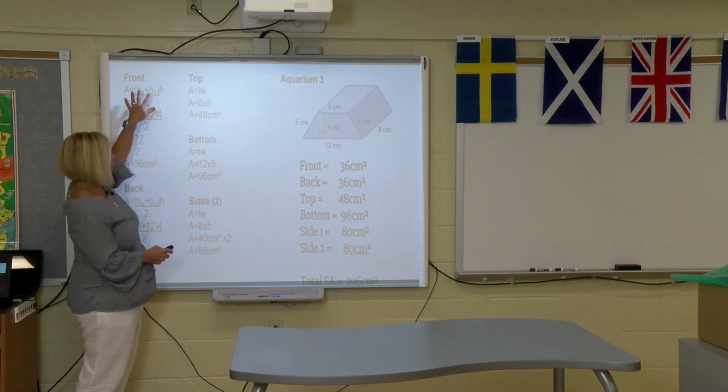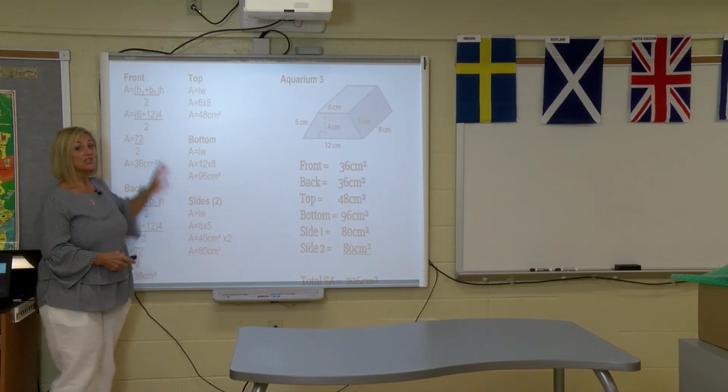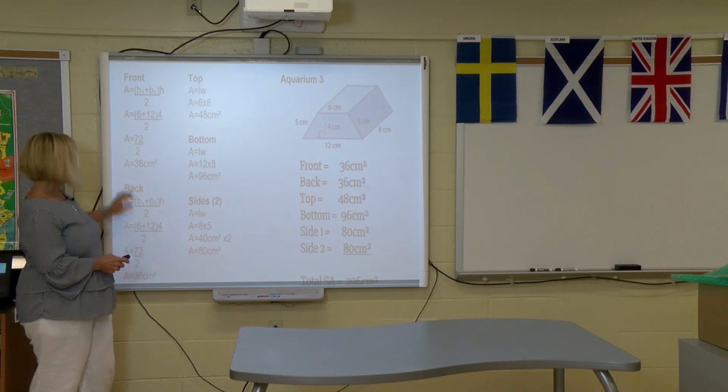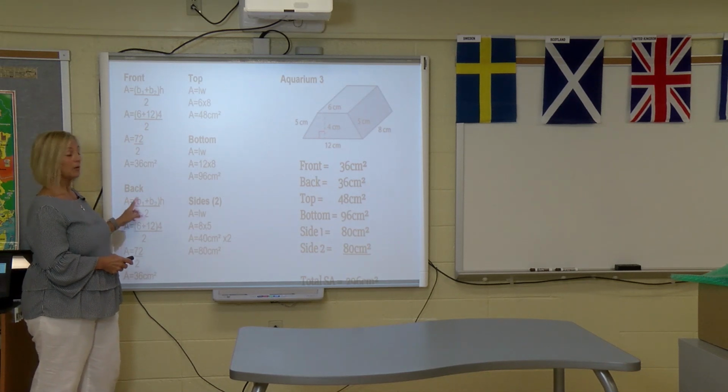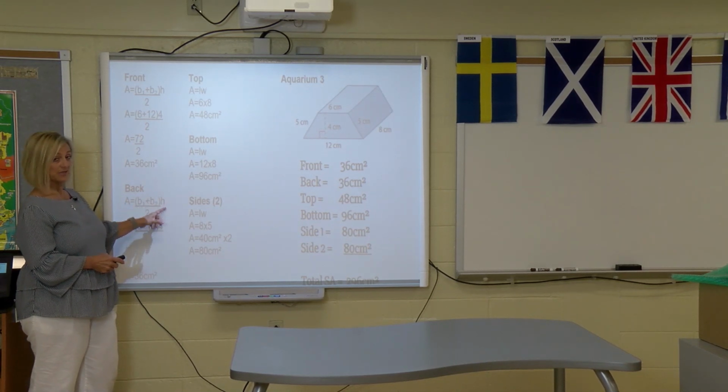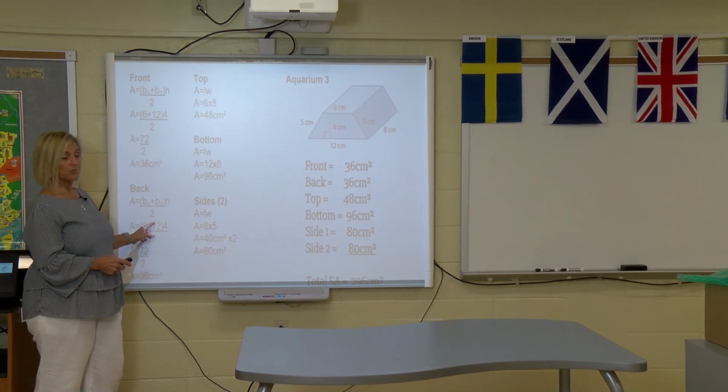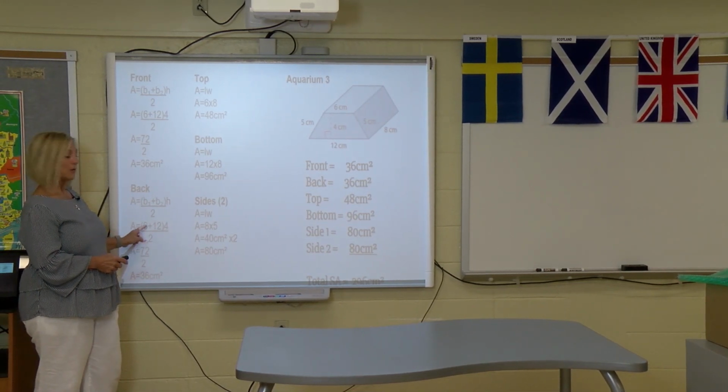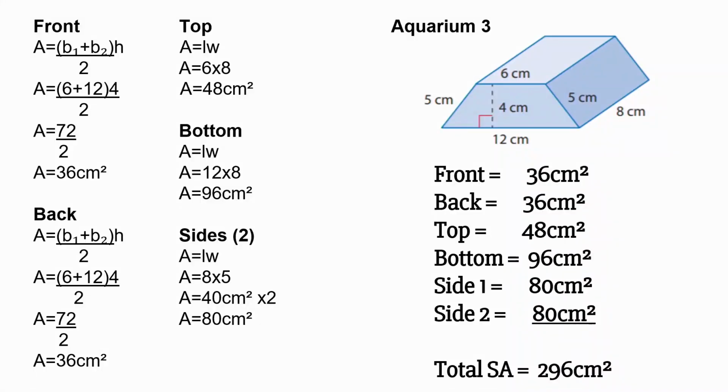Now remember, the front and the back are identical, so we can do the exact same thing again. Base 1 plus base 2 times the height divided by 2. 6 plus 12 times 4 divided by 2, which is 72 divided by 2, gives us 36 centimeters squared. Now we have our 2 trapezoids taken care of. Now we have to find the other 4 sides.